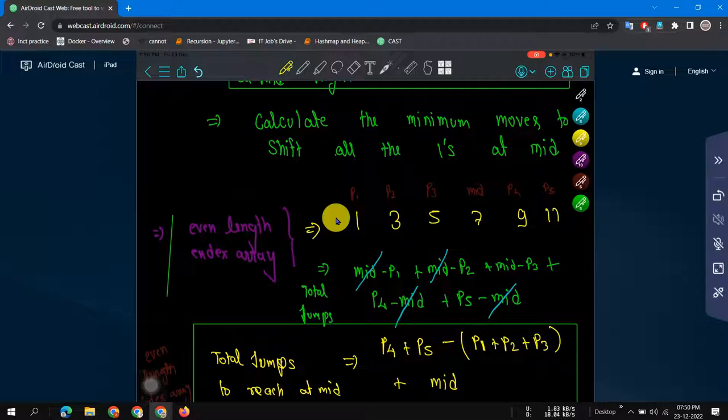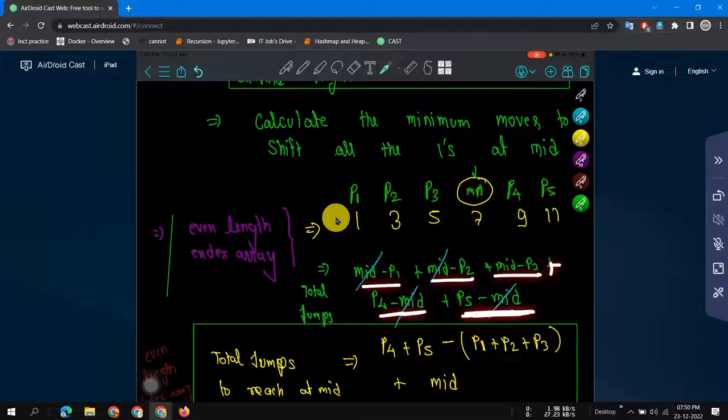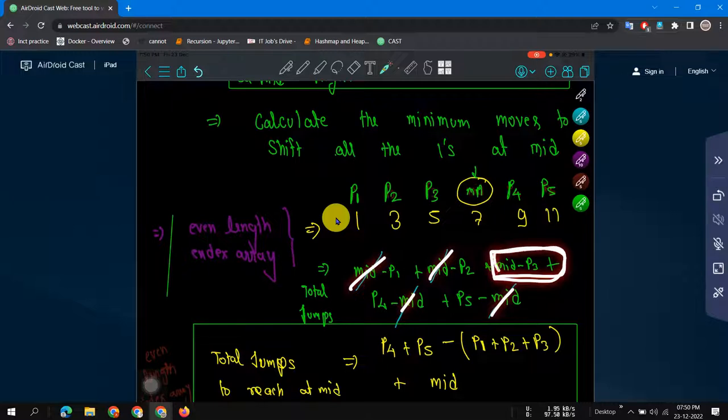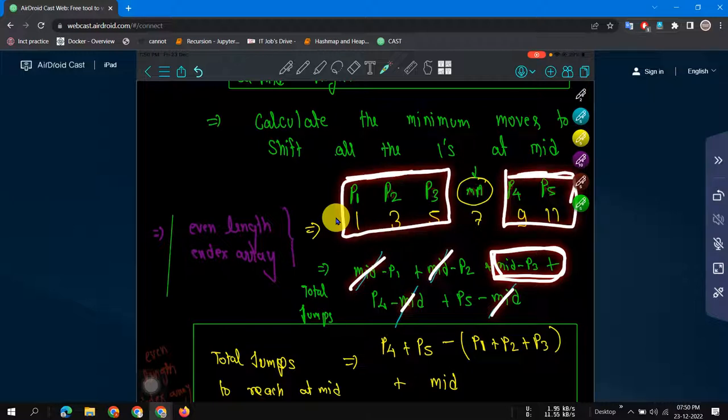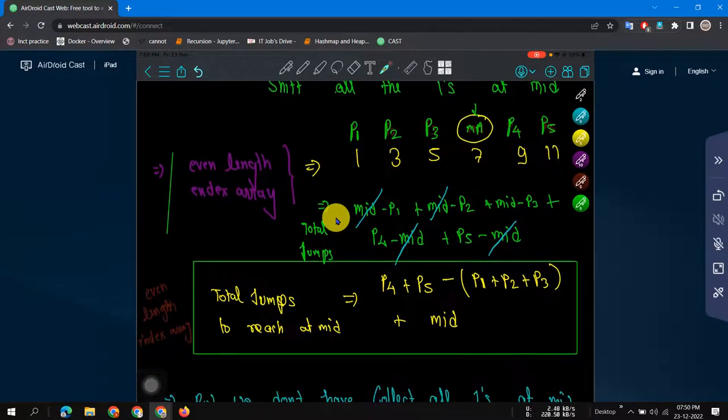In that case my mid will be at this point. Let's say this is the midpoint, and let me write it clearly. This is p1, p2, p3, and let's say this is mid, and p4 and p5, right? If this is our mid, then how will we calculate the total jumps? This will be mid minus p1 plus mid minus p2 plus mid minus p3 plus p4 minus mid plus p5 minus mid, right? In this case mid will be cancelled out, but one mid will remain, because the size to the left of the array and the size to the right of the array will not be equal. So one mid will remain.